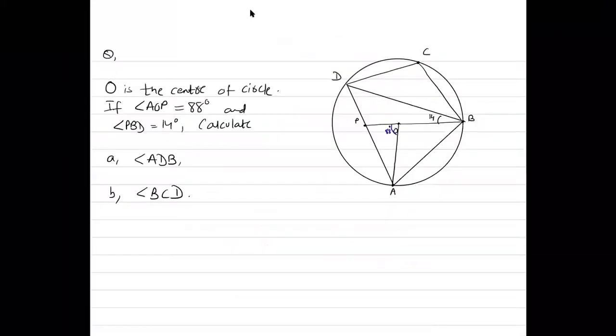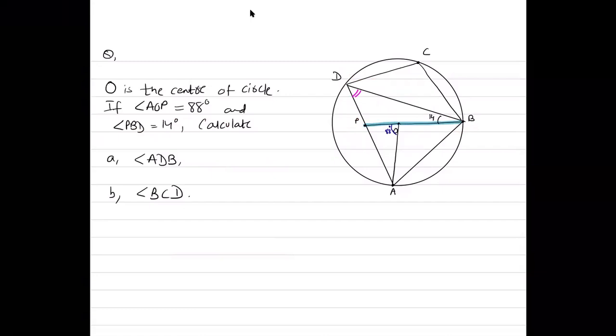ओके, अब ये ट्राई करते हैं. O is the center of a circle. AOP is 88. And PBD is 14. ये जो POB है ना, ये एक स्ट्रेट लाइन है। ठीक है. अब आपको क्या फाइंड करना है? You need to find angle ADB.